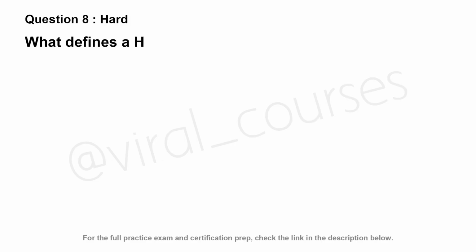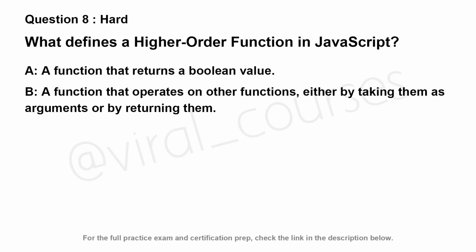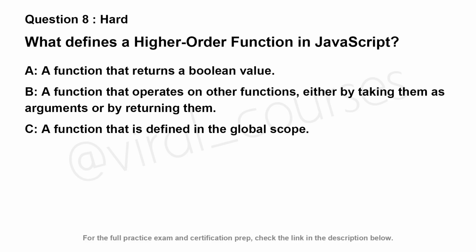What defines a higher-order function in JavaScript? Option A. A function that returns a Boolean value. Option B. A function that operates on other functions, either by taking them as arguments or by returning them. Option C. A function that is defined in the global scope. Option D. A function that uses the async keyword.